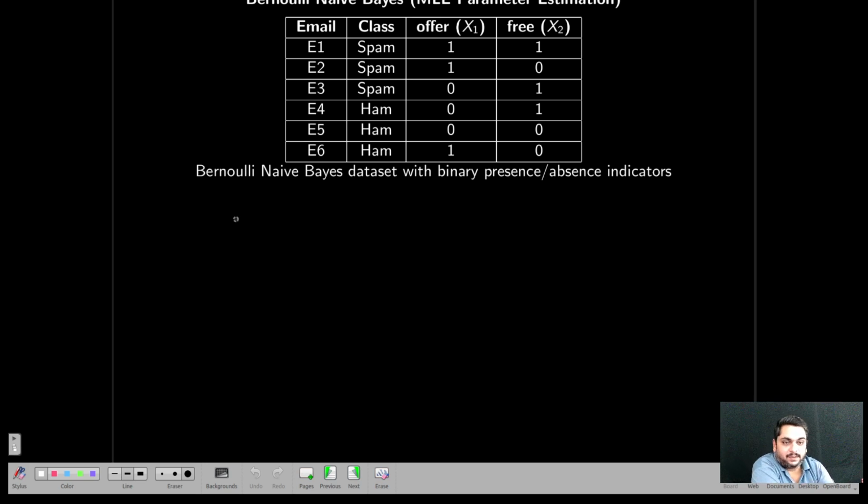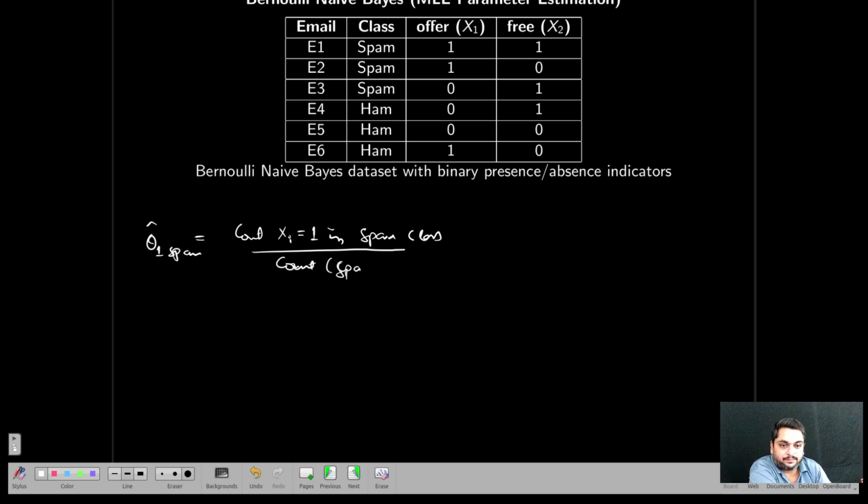So let us take a parameter estimation example. For example, this is the given data set. There are two features, x1 and x2, and two classes, spam and ham. How will you estimate? For example, if I want to estimate theta 1 for spam, you count xi equal to 1, the presence of this. If they say xi equal to 0, you find that count in class C, that is in the spam class, divided by the total number of tuples, the count of class spam.